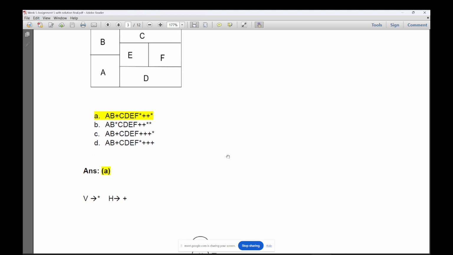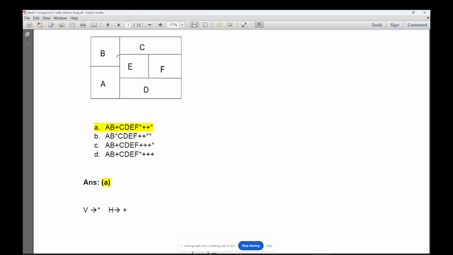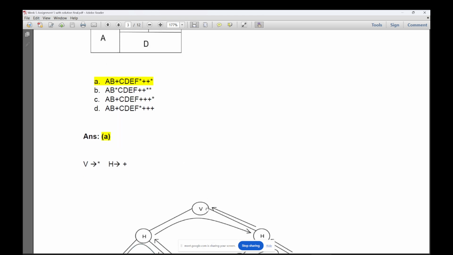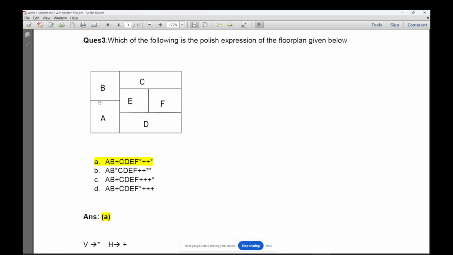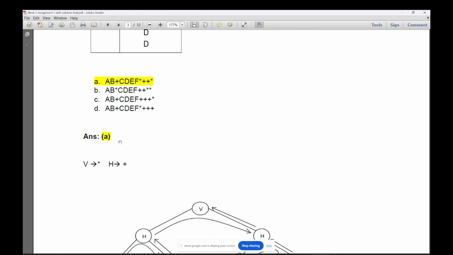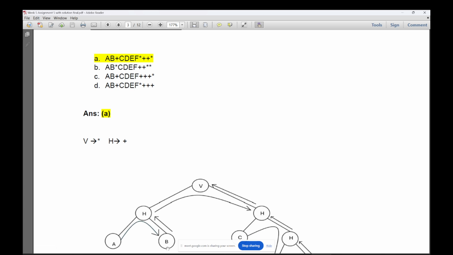Because it is on the top. So if it is on the top, it goes to the right. See, this is your vertical partition, na? Yeah. This is a vertical partition which corresponds to your root node actually. Okay. Then this is left. Left means basically A, B, then horizontal partition.